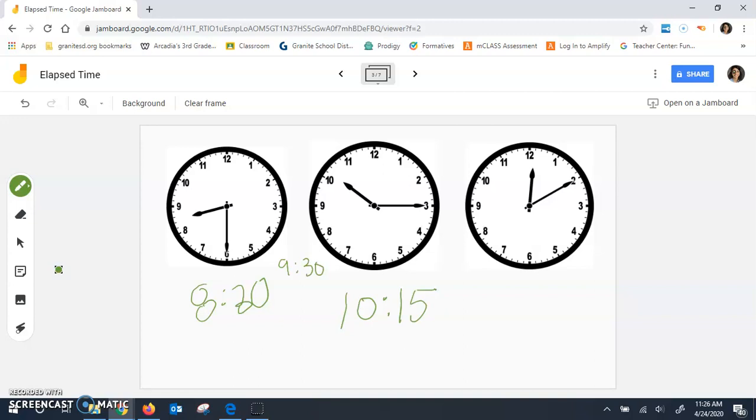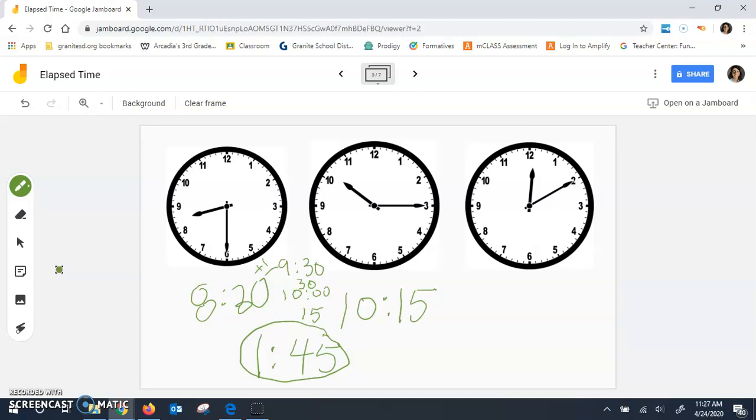So let's just visualize our minute hand, not looking at our hour hand. So I go from 9:30 to 10 o'clock, that would be 30 minutes. And then from 10 o'clock to 10:15, it would be another 15 minutes. So from here to here, I went 1 hour, and then I have 30 minutes plus 15 minutes, which would be 45. So from about the time we start school to recess is an hour and 45 minutes. It might feel longer, but it's not.